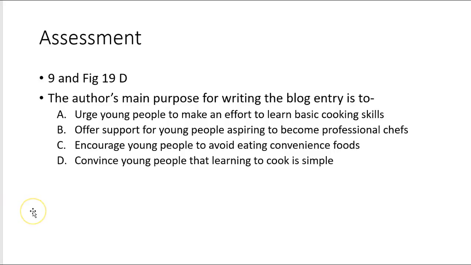So strand 9 and figure 19D, that's the author's purpose strand. The question is, the author's main purpose for writing the blog entry is to. So you can see, first of all, there's a different kind of text, so it's a blog that they're looking at. And then second, what is the main purpose? So the author could have multiple purposes, but which one is there the most evidence for?